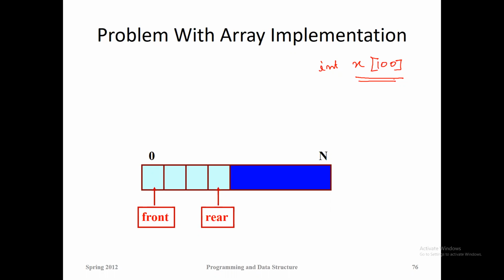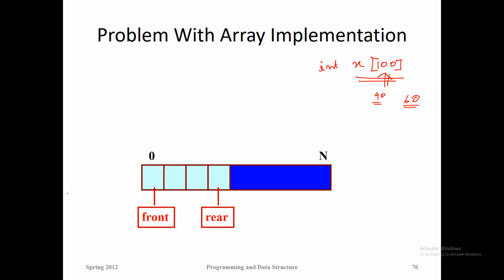So maybe we reserve the space for 100 elements and we use only 40 elements. So the remaining 60 elements' space will be wasted. It is a wastage that you cannot use neither for your program nor for executing the other program.